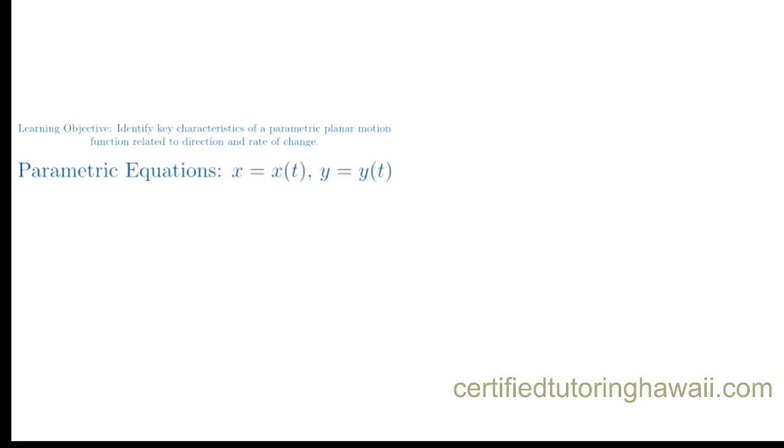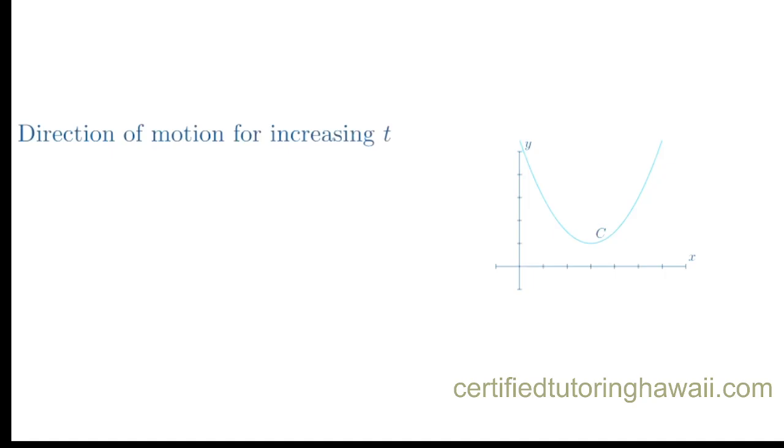As the value of t changes, the values of x and y change accordingly, tracing out a path in the xy plane. A key concept here is direction. As time t increases, the particle moves along the curve in a specific direction. We can visualize this by imagining arrows on the curve. This direction of motion is a crucial feature that standard y equals f of x equations can't describe. Parametric equations bring motion and time into play.